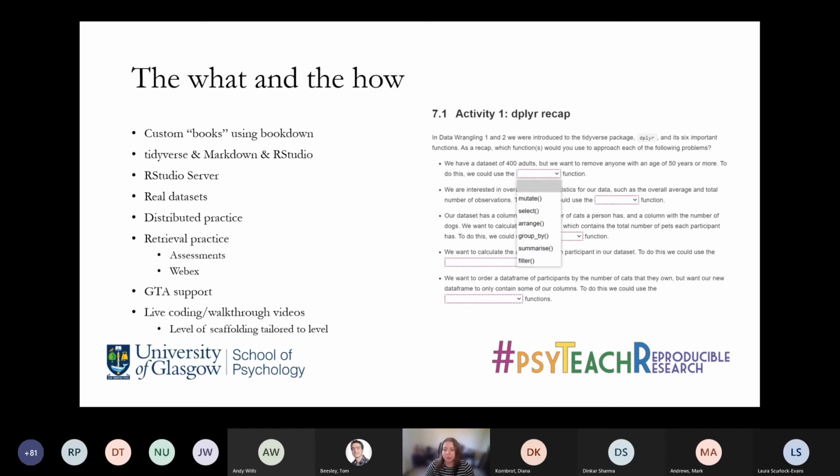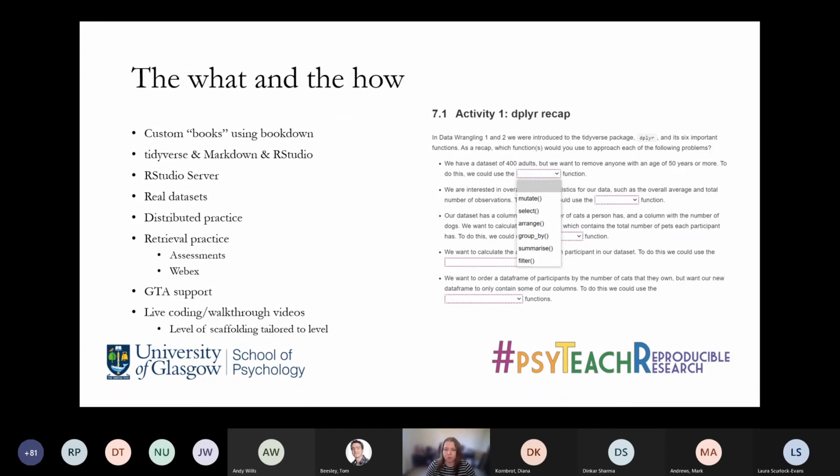In terms of retrieval practice, we've got a number of small stakes assessments that I'm going to come back to in a bit, but we also have retrieval practice built into the books using the WebEx package. This very easily allows you to add in multiple choice questions or fill in the blank type questions throughout Bookdown. You can see an example of this on the screen there. So we're just constantly trying to test the knowledge and using retrieval practice to our benefit.